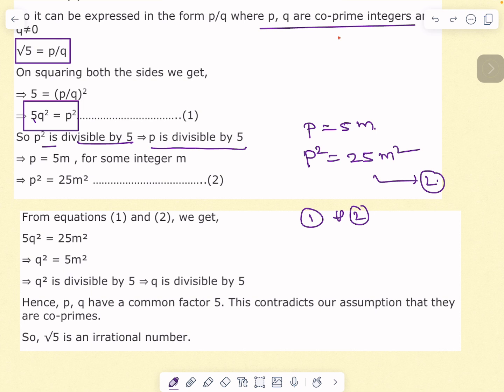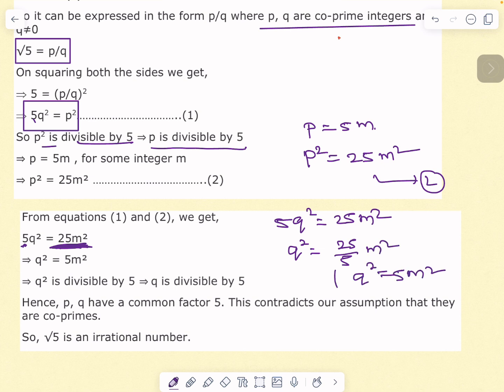So from 1 and 2, in the place of p square, just put 25 m square. Then the 5 we take to this side, so 5q square equal to 25 m square. Then q square equals 25 by 5, which is q square equal to 5m square.